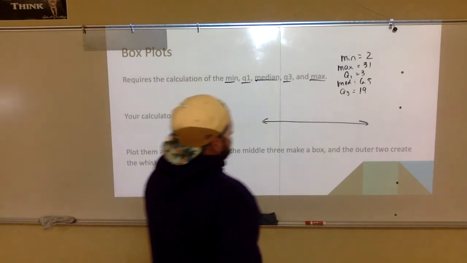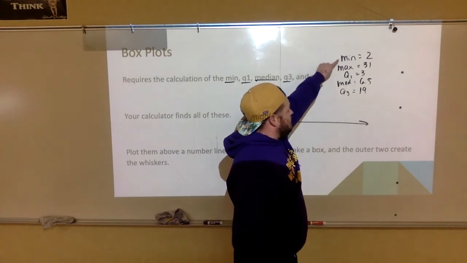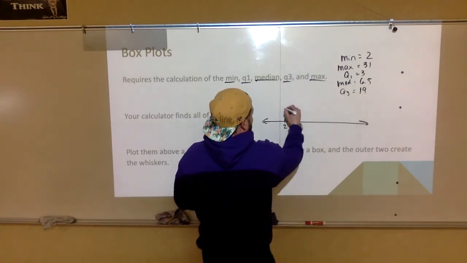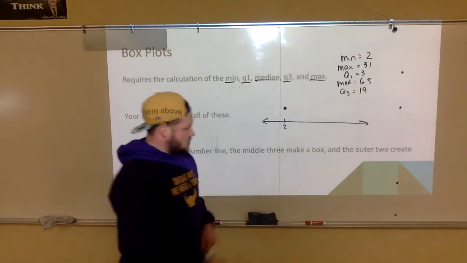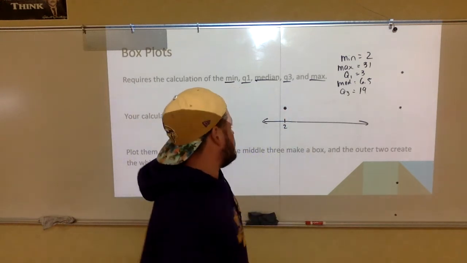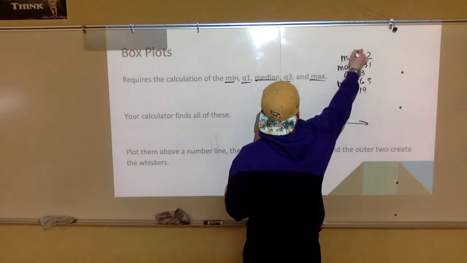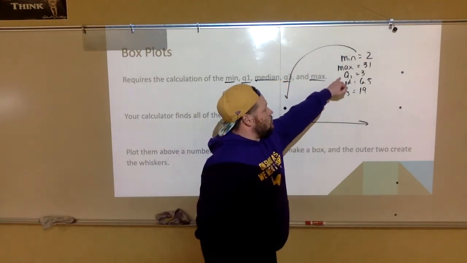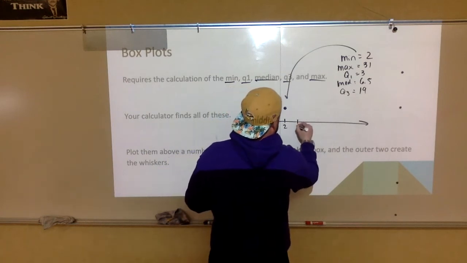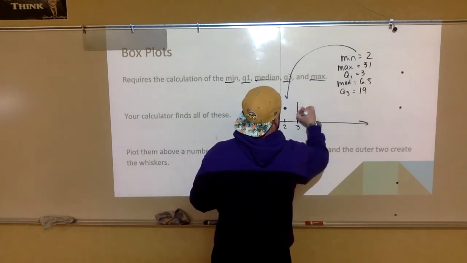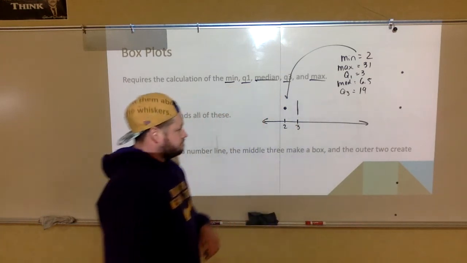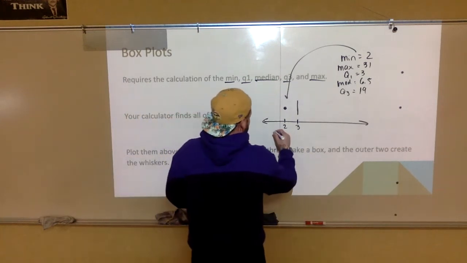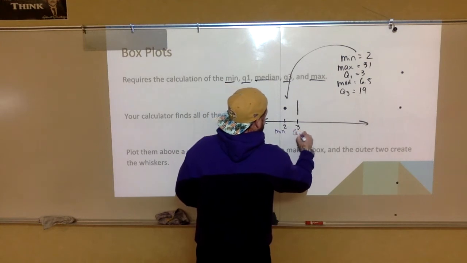So what you need to do is basically plot these. I'm going to plot my minimum first. I'm going to throw it right over here. I'm going to call this 2, and we draw a little dot. Okay? So this is our minimum. The next thing we need to plot is our Q1. In this case, our Q1 is right here at 3. I'm going to draw a line right here. So this is your minimum. This is your Q1.